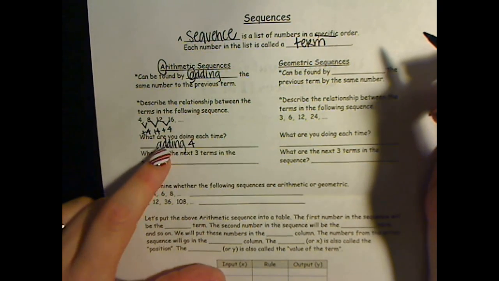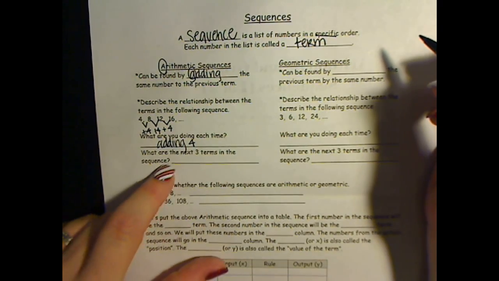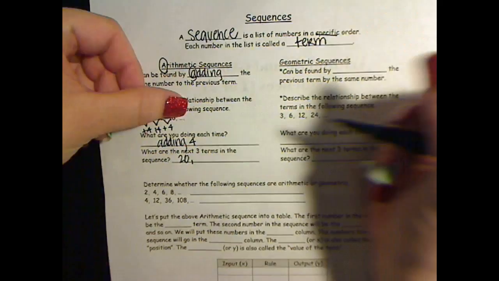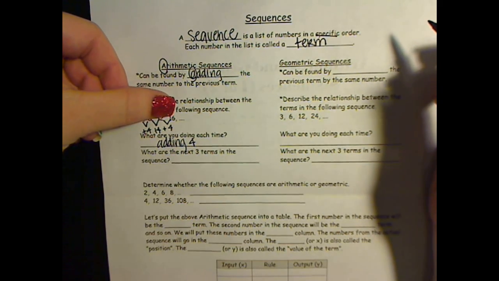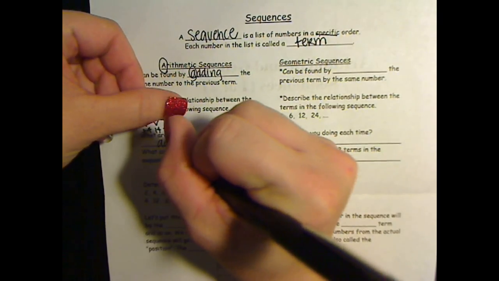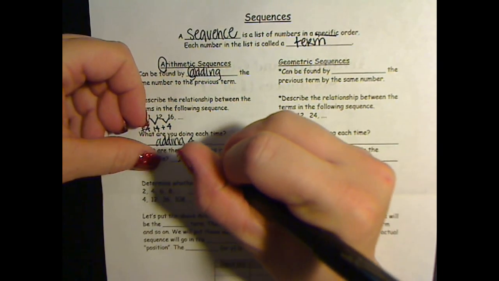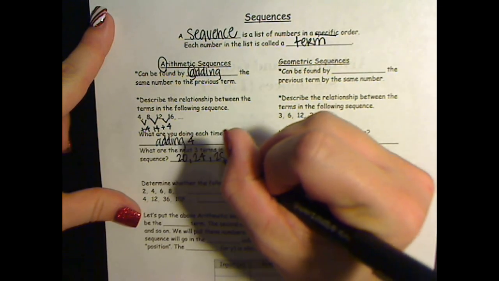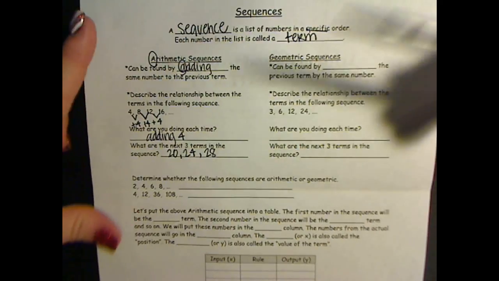Knowing that I need to add 4 to get the next number, what are the next 3 terms in the sequence? So they want us to find the next 3 numbers. Well, here's 16, and if my pattern is to add 4, well, 16 plus 4 would be 20. And then 20 plus 4 would be 24. And then 24 plus 4 would be 28. So that's an example of an arithmetic sequence.